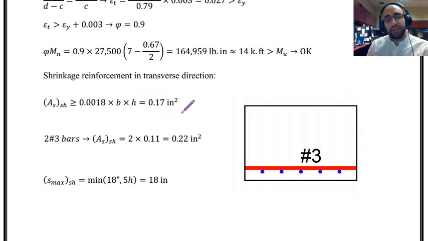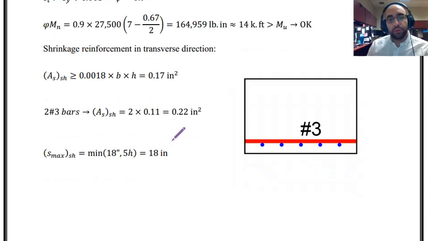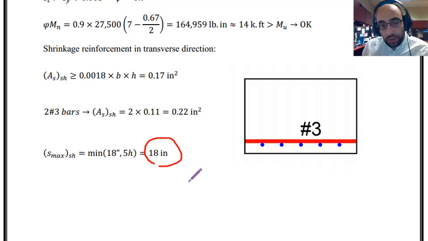And then the spacing, I am going to just provide the spacing based on the maximum spacing that the code is suggesting, and that is based on the minimum of 18 and 5 times the height, which is equal to 8 inches, and based on that we know that the minimum is 18. So I'm going to say we have to have shrinkage reinforcement. I'm going to use 2 number 3 bars, and the spacing between the bars is equal to 18 inches.